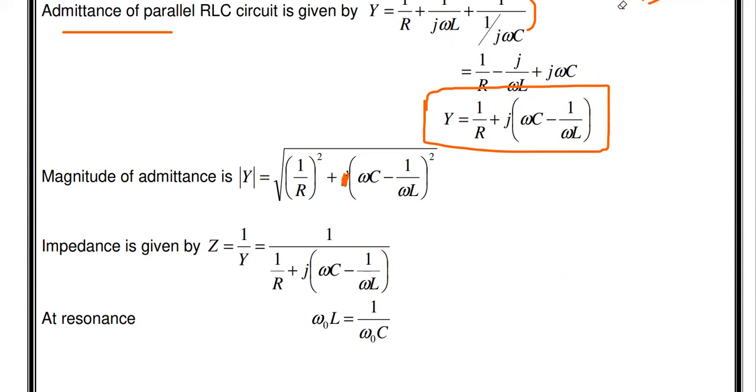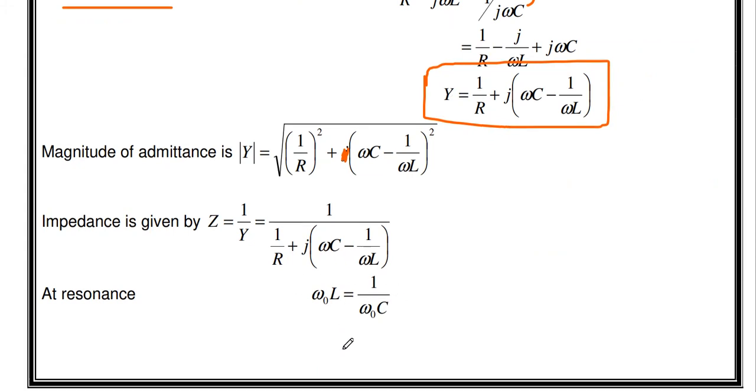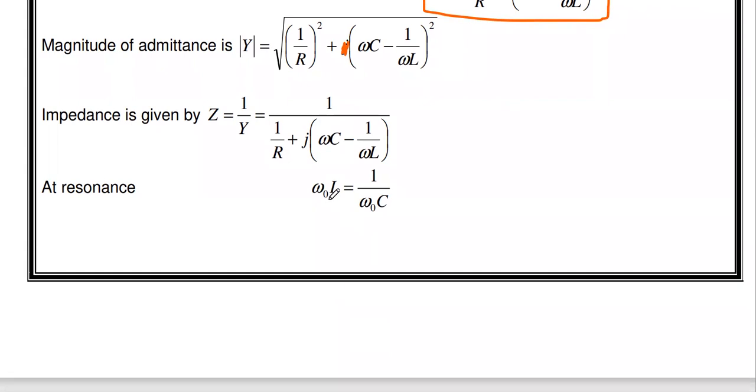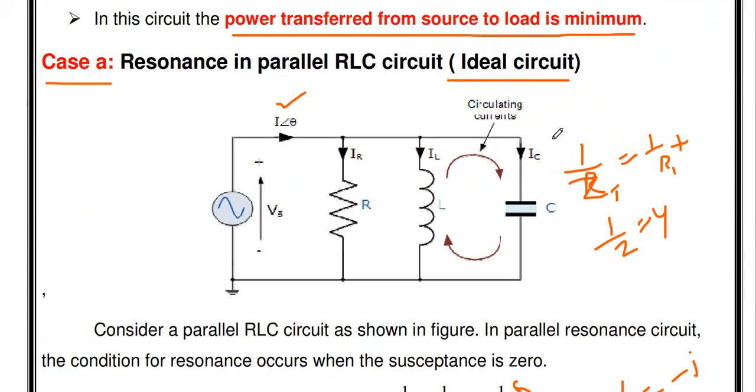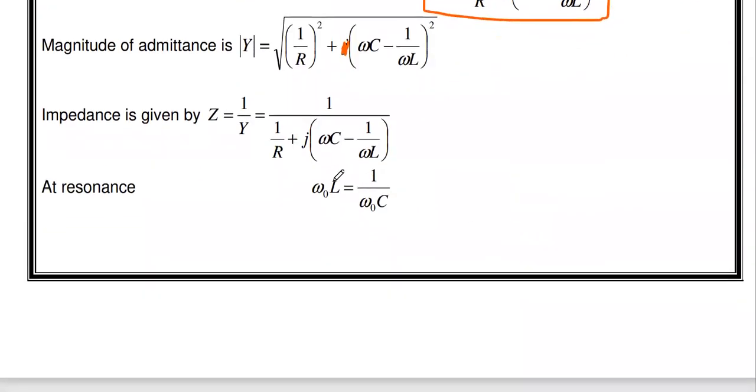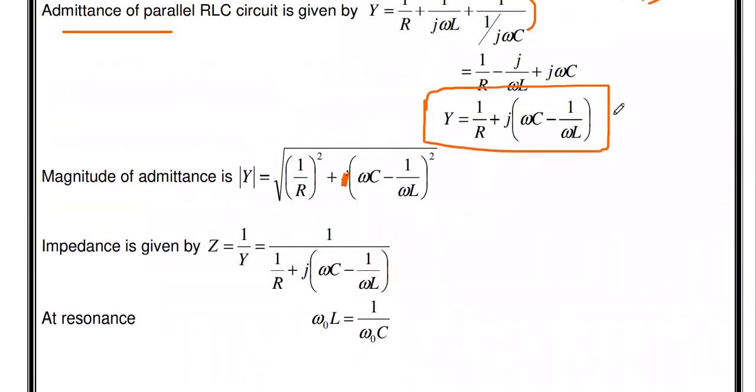So at resonance, you know the condition. At resonance, the reactance of inductor is equal to the reactance of capacitor. That means the reactance of inductor, omega naught L, is equal to 1 by omega naught C. So you see in resonance condition, either series resonance or parallel resonance, the reactance of inductor gets cancelled by the reactance of capacitor. Otherwise, you may equate the imaginary part of this admittance equation to 0.